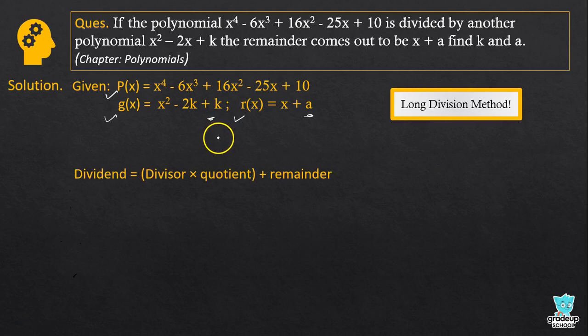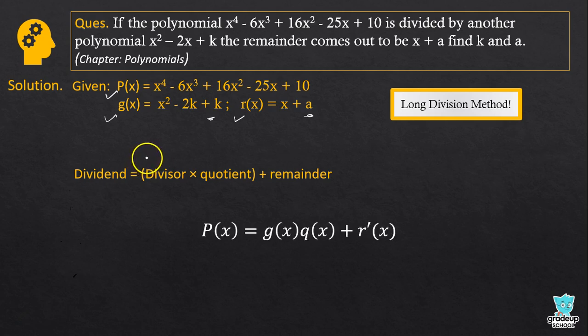So guys, we know that dividend can be described as divisor times quotient plus remainder. The dividend in our case is p(x), the divisor is g(x), the quotient will be some expression in x and we are going to call it q(x), and the remainder expression that we are going to obtain from the division is r'(x). So this is the expression which you are going to equate with r(x).